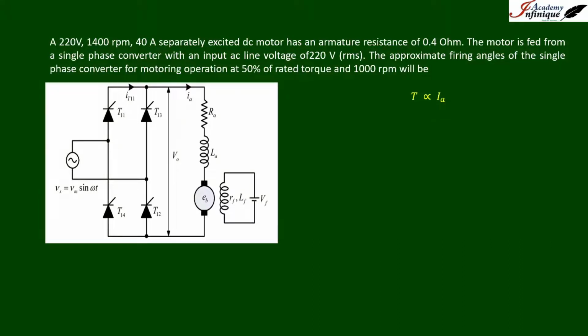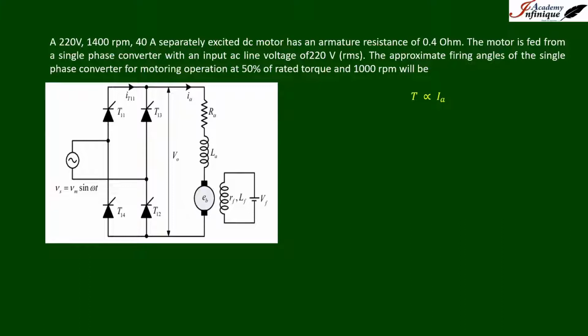a 220 volt, 1400 rpm, 40 ampere separately excited DC machine has an armature resistance of 0.4 ohm and the motor is fed from a single phase converter with an input AC voltage of 220 volt RMS. Now we need to find out the firing angle of the single phase converter for motoring operations at 50% of rated torque and 1000 rpm speed.